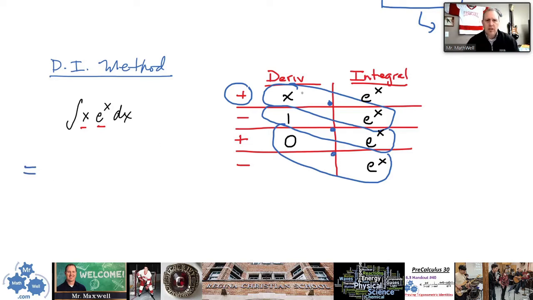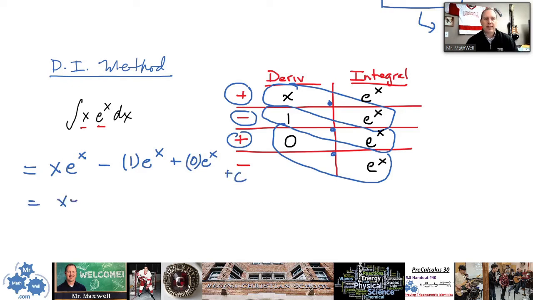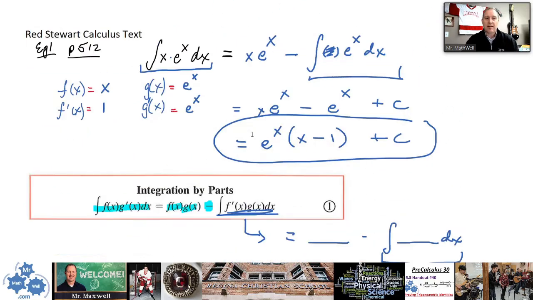All right. So I take a look at this sign and the pairs now that I've circled, and I go x times e to the x. And then I move to the next pair with the sign. Minus 1 times e to the x. Plus, well, here we go. We got a 0. So 0 times e to the x, right? So what do I have? Oh, and then plus c. I have x times e to the x minus e to the x plus c. And this is exactly the same as what we got up here.